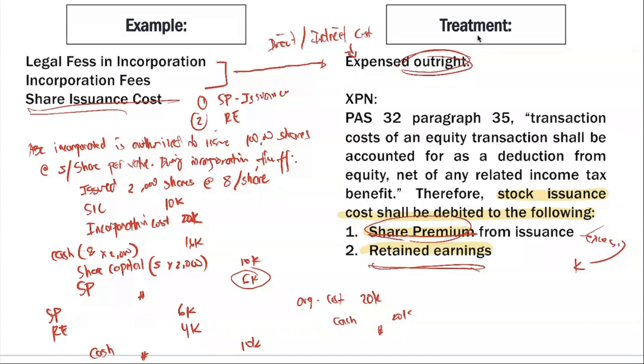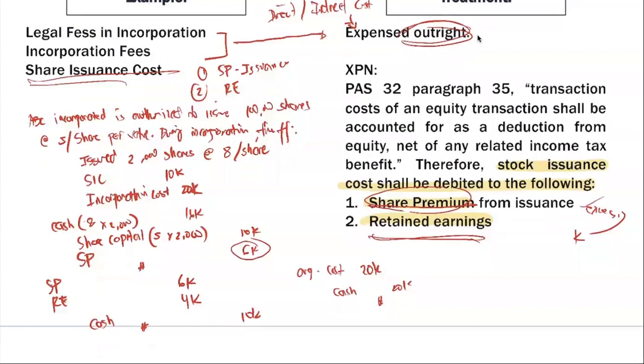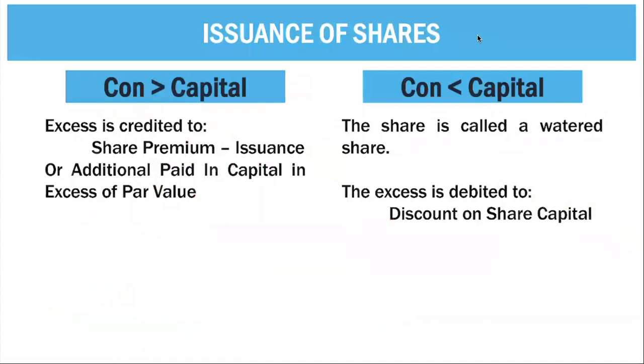So in our example, not enough. So some are placed in your retained earnings. But if there is none at all, everything should be debited to retained earnings. I hope we're clear as to this organizational cost. We go now to your issuance of shares. The first topic for your share accounting. First is your issuance of shares.